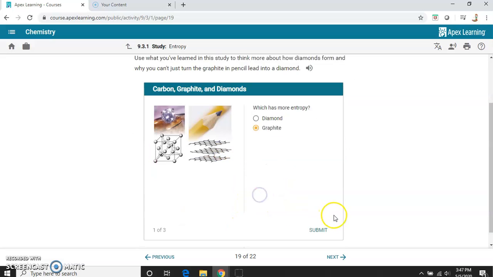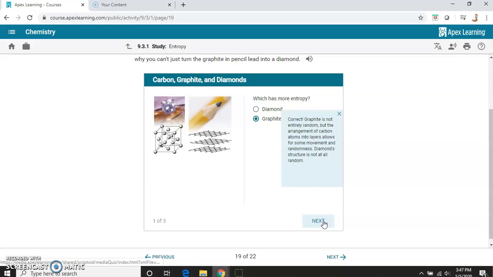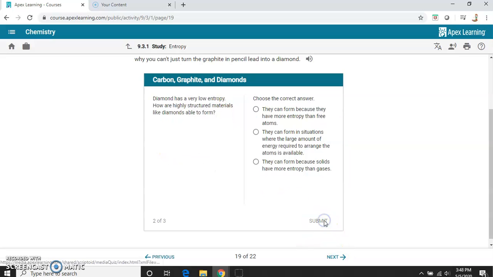Now the graphite's going to have more entropy because the arrangement of carbon atoms in layers allows movement and randomness. Diamonds are not all random. That's why they're cleanly done. It's a crystal structure. Diamond has a very low entropy, meaning it's pretty orderly. It's a highly structured material. But how are they able to form? If we say that the universe is trying to go to a more random, more chaotic, more of a mess, why are they allowed to form?